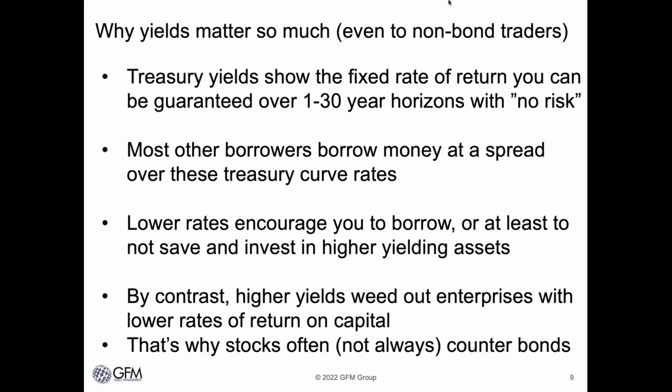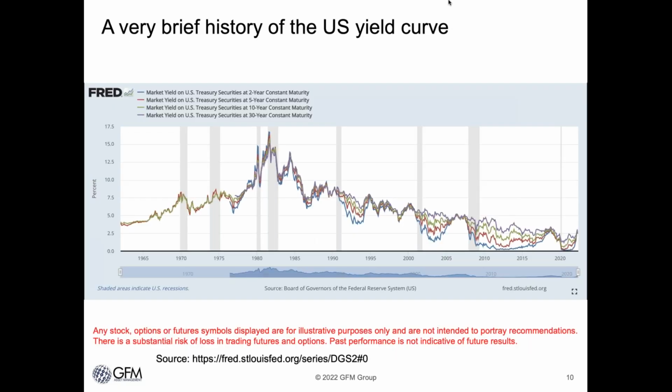And they instead tell savers, go take risk, go buy stocks, go buy properties, go buy other things. That's why when yields have been going up this year, many other assets have been falling in price, because the hurdle rate at which those investments make sense has become a lot higher as well. So you can think of higher yields as a way of weeding out enterprises with lower rates of return on capital. That's one way of thinking about it.